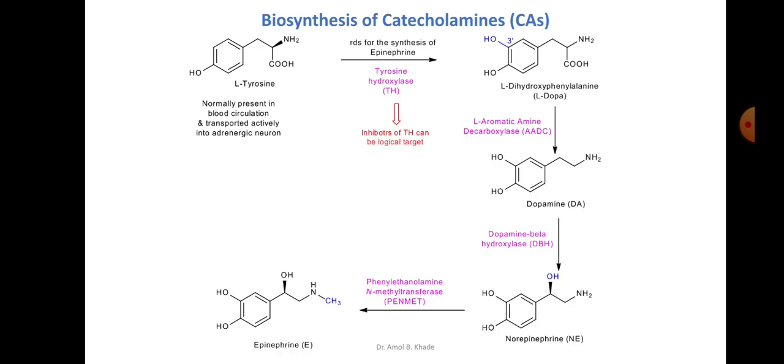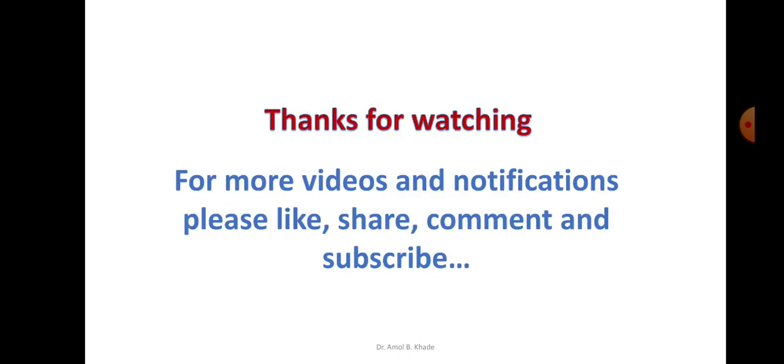So here, as I mentioned, the rate determining step for synthesis of epinephrine is the first step. Okay, tyrosine hydroxylase, which is the enzyme responsible to carry out the hydroxylation of L-tyrosine into L-DOPA. So if you have agents which can inhibit tyrosine hydroxylase, that will be a very logical or rational target for developing inhibitors of this catecholamine synthesis. Okay, so this is with the first part.